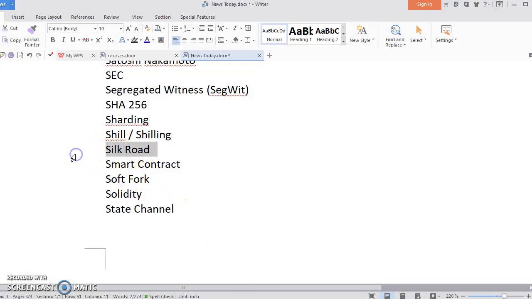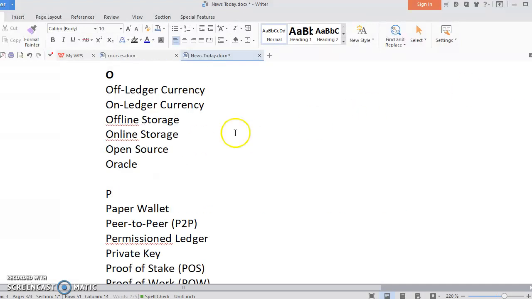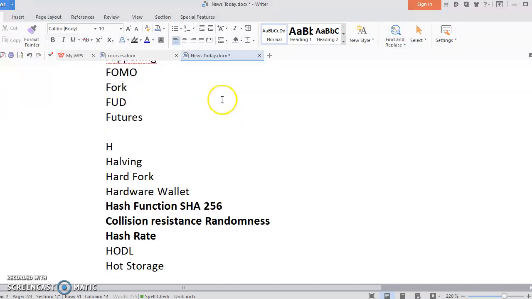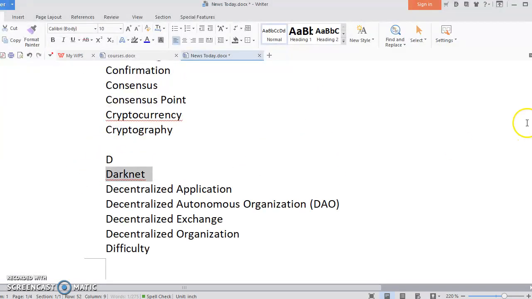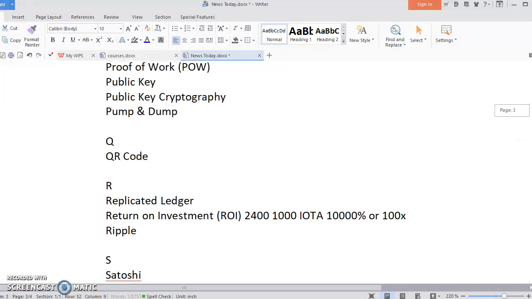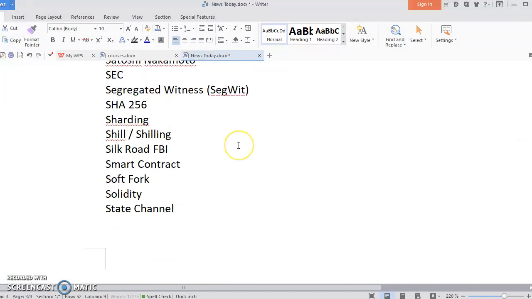And then Silk Road is basically a marketplace which the FBI closed down. In case you don't know, FBI stands for the Federal Bureau of Investigation. It's a marketplace that exists in the dark web or the dark net. I covered the dark web: this kind of marketplace exists there, where they sell illegal stuff.